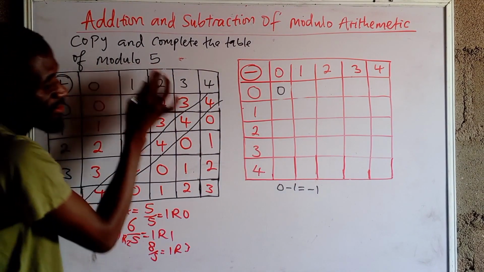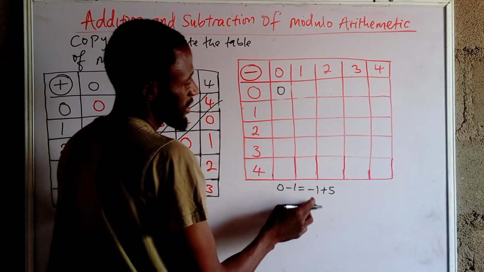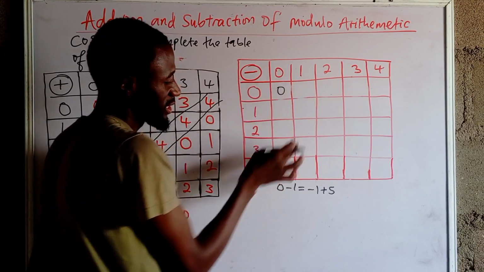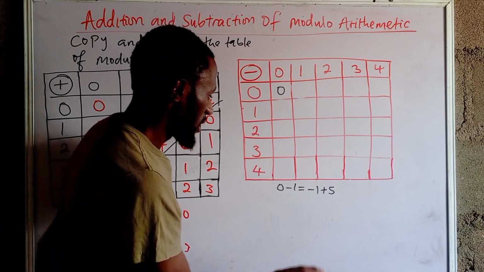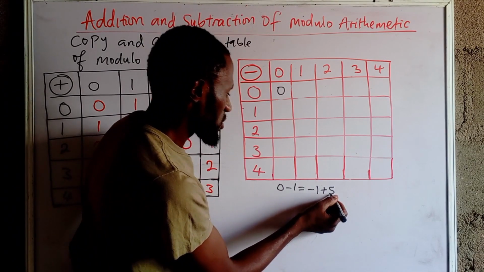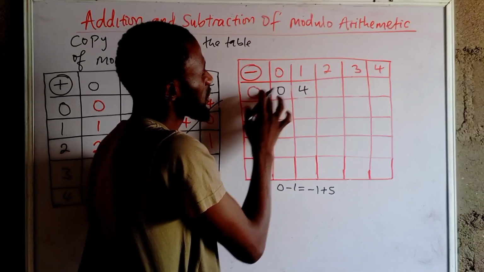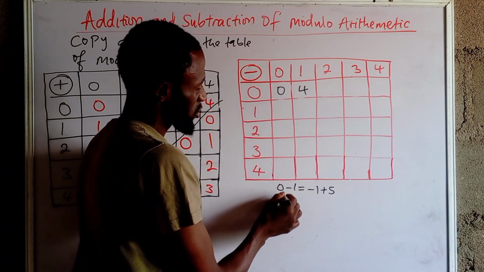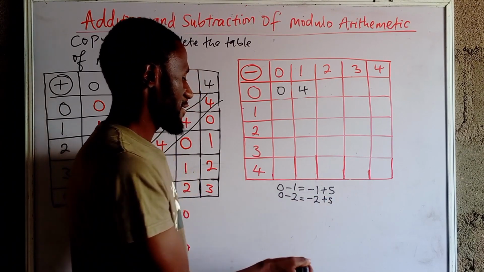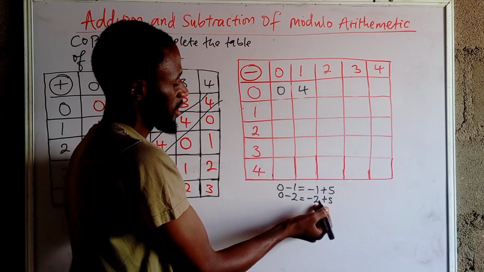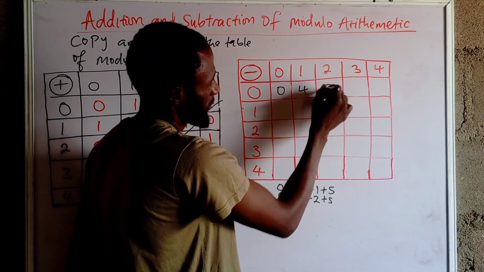Since we are in modulo 5, you can add 5 to the number you get. We don't need a minus in the case of solving problems in modulo. Minus 1 plus 5 gives 4. In the next number we have 0 minus 2, which gives minus 2. Minus 2 plus 5 gives 3.